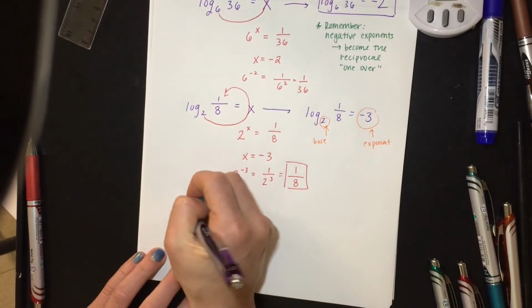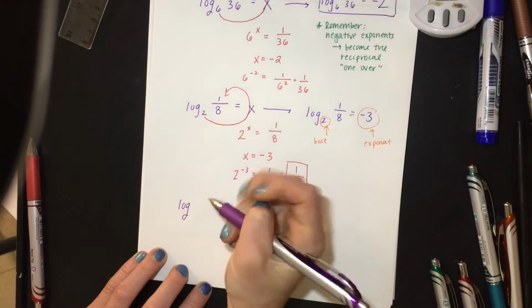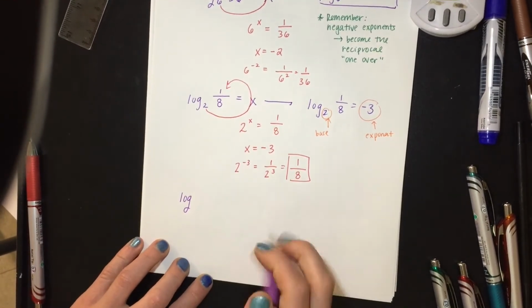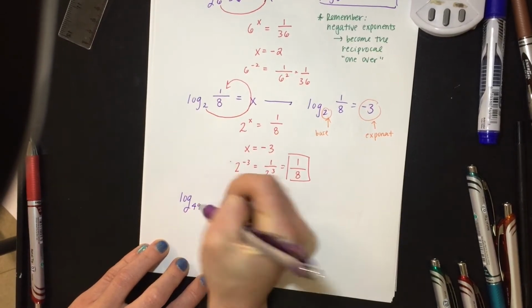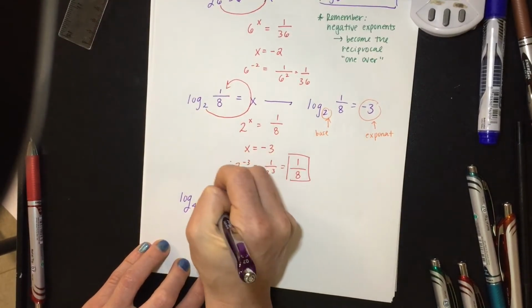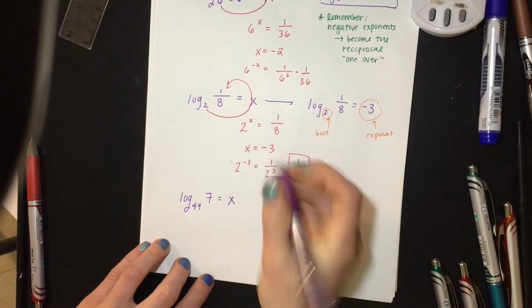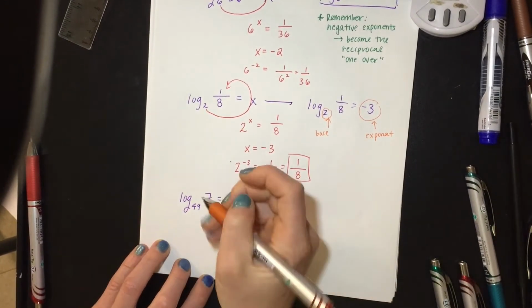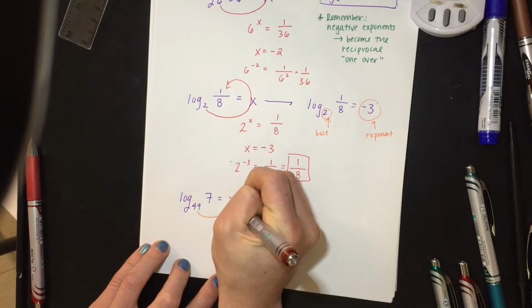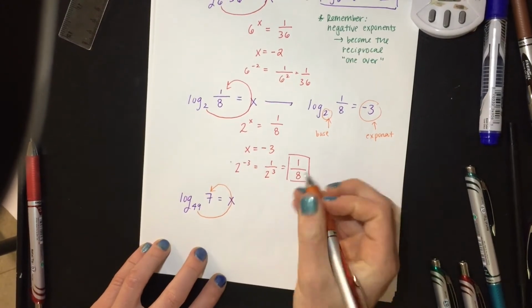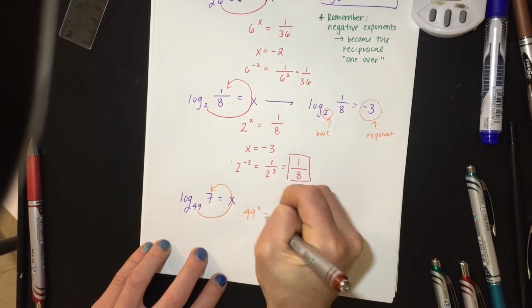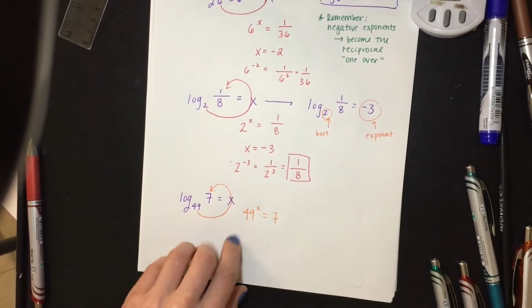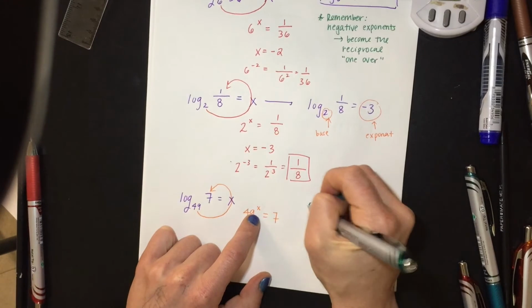So here we go. This is another exponent rule you have to remember. Log base 49 of 7 equals what? So in this case, 49 to what power equals 7? This is another exponent rule you have to remember.